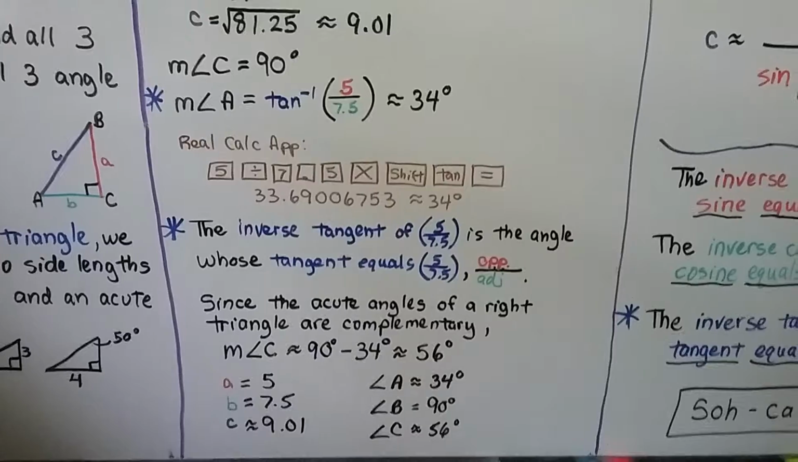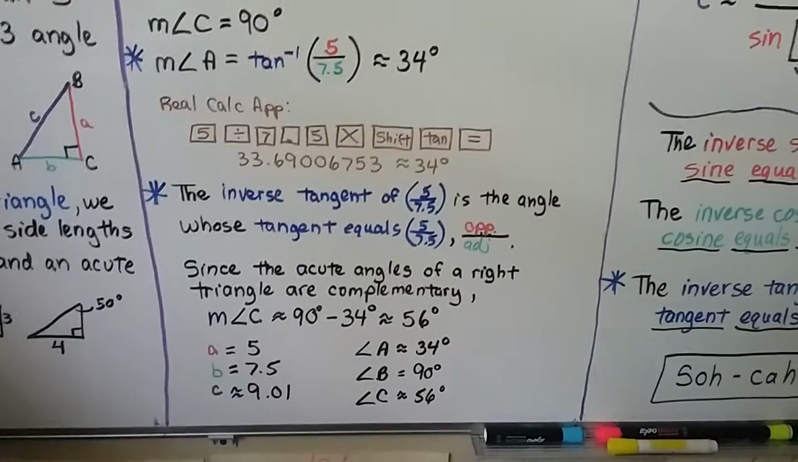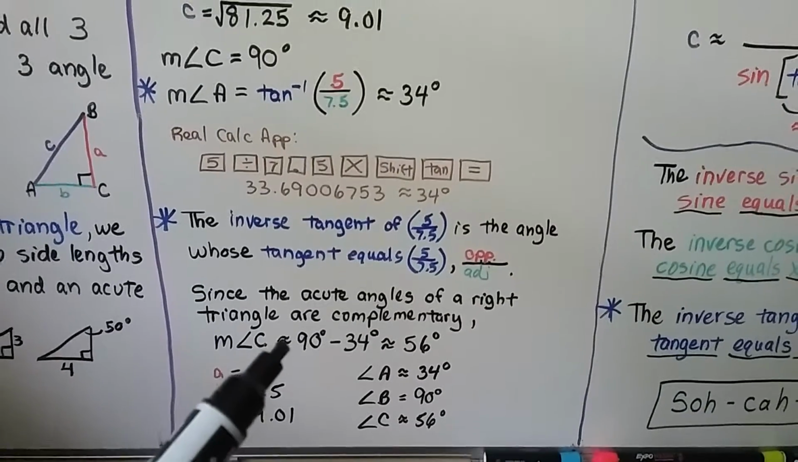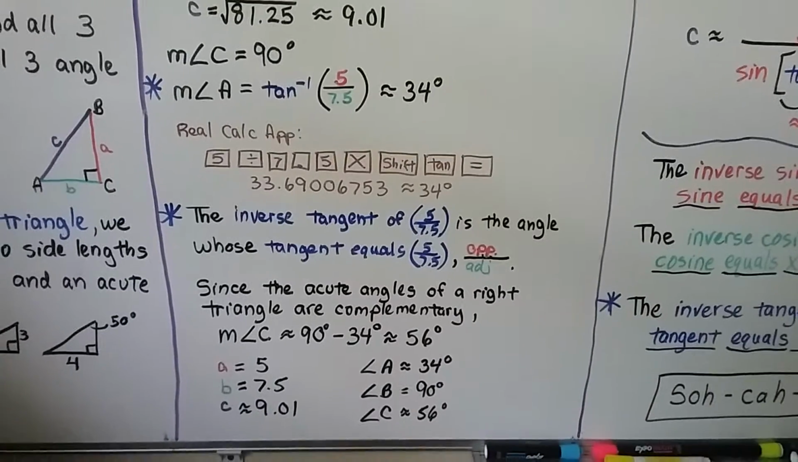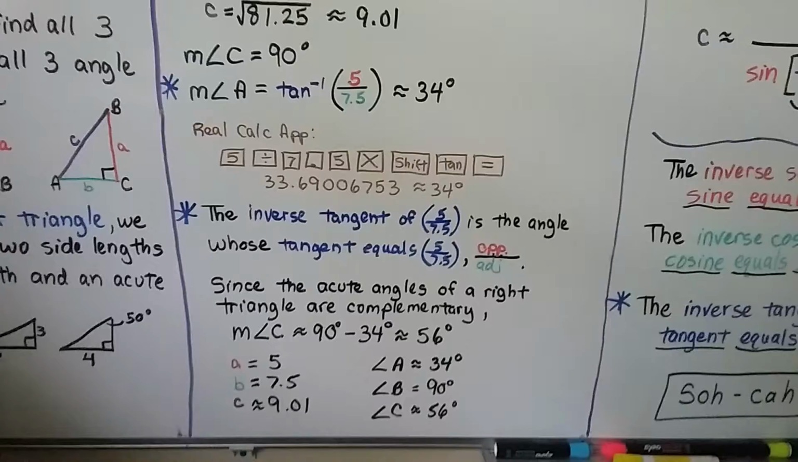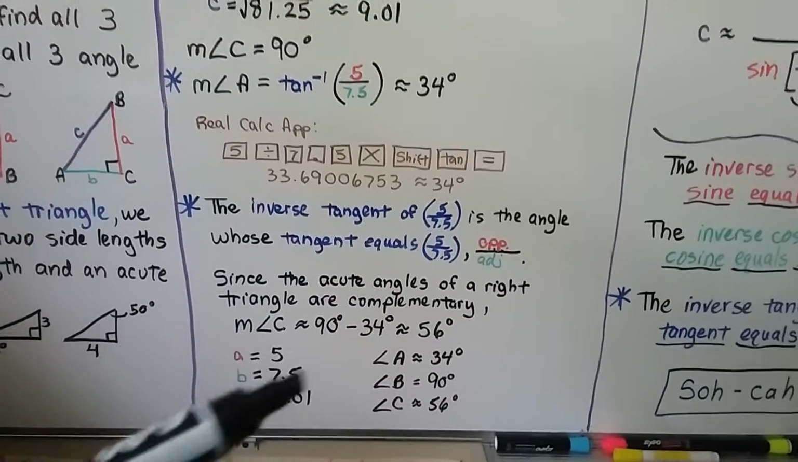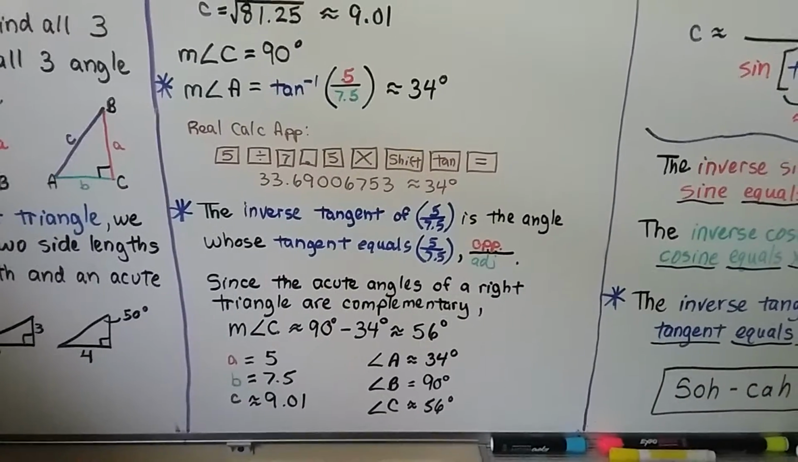And since the acute angles of a right triangle are complementary, the measure of angle B is going to be approximately 90 degrees minus the 34 degrees. So it's going to be approximately 56 degrees. So now we know sides A, B, and C, and we have angles A, B, and C. Okay?